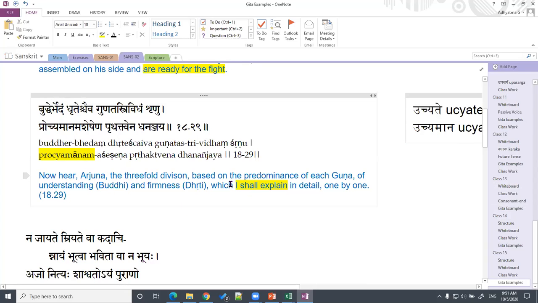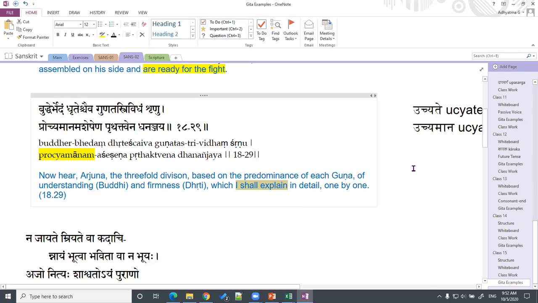But you see how the translation has been. As I said, in English, even though it's not a future participle, it's a present participle, but depending upon the context, many a times you can't have the literal translation. So Gita Press, I have taken this translation from Gita Press. Here it's saying, I shall explain.